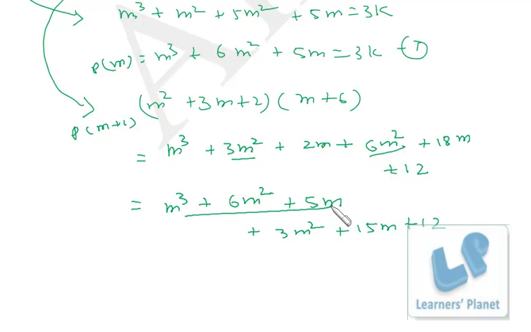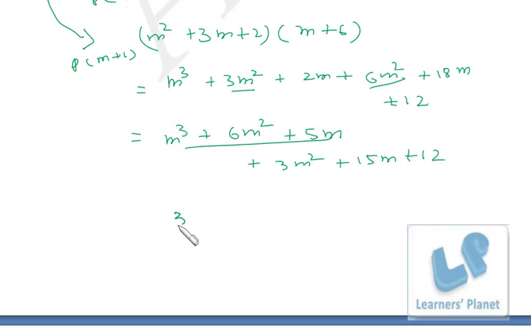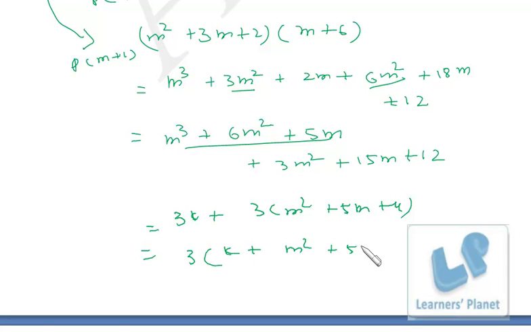Now this thing is what? 3k from relation 1. So this is 3k, and this is what? I can take 3 as common. So m square plus 5m plus 4. So from the final relation, I can take 3 as common: k plus m square plus 5m plus 4. That means it is a multiple of 3. Okay, so Pm plus 1 is true. Whenever Pm is true, Pm plus 1 is true. Hence, by the principle of mathematical induction, it is true for all n belongs to N.